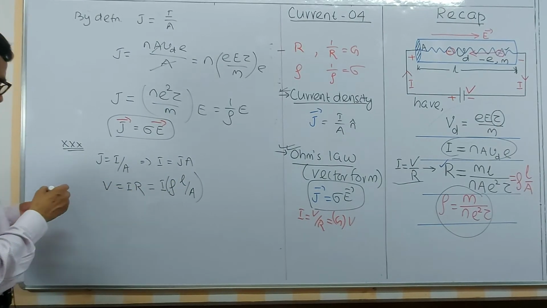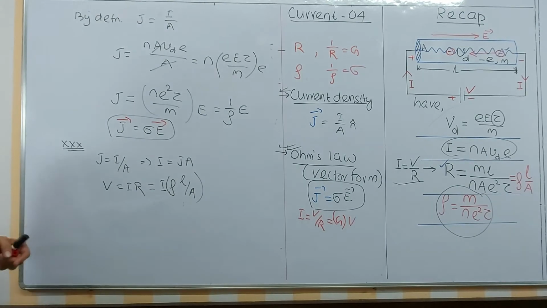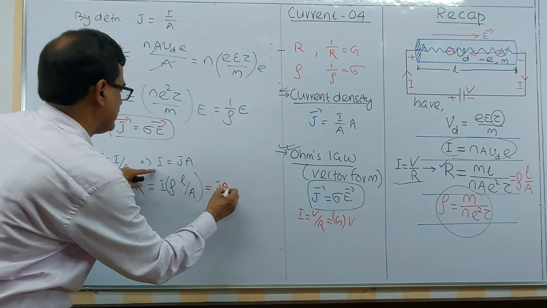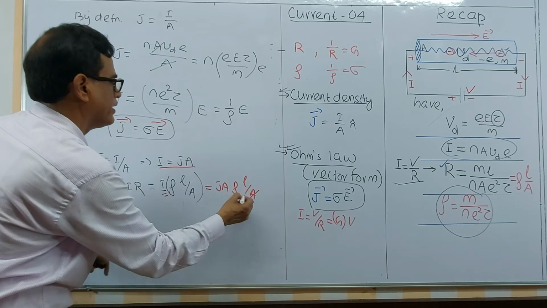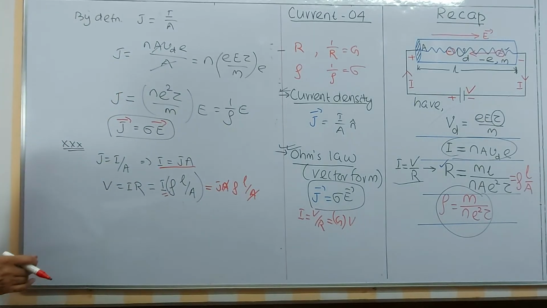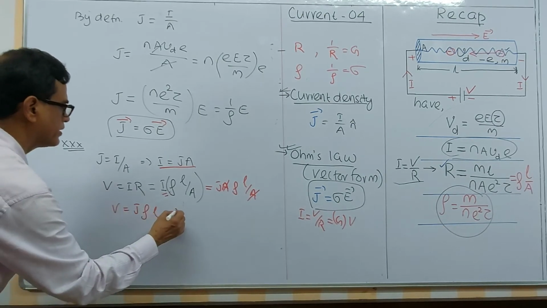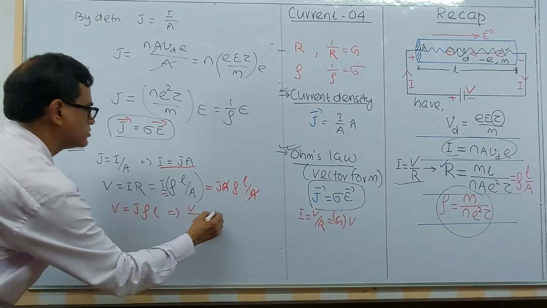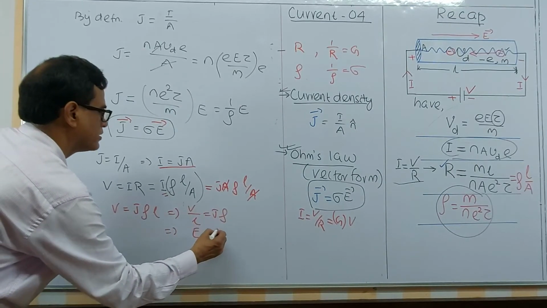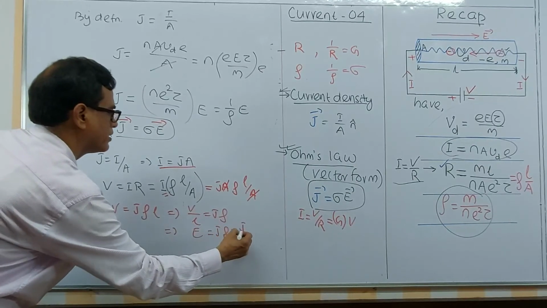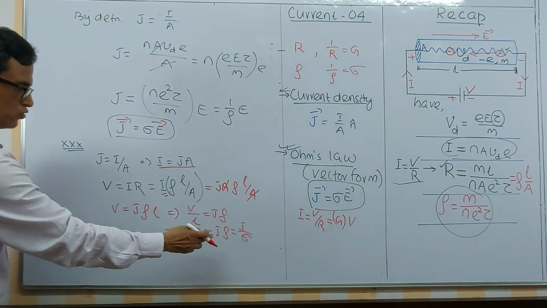So now you can substitute here: V is equal to I R, where I is equal to J A, and R is equal to rho L by A. A cancels, so V is equal to J rho L. This implies that V by L is equal to J rho. Electric field is equal to J rho, which is J by sigma, since rho is equal to 1 by sigma.